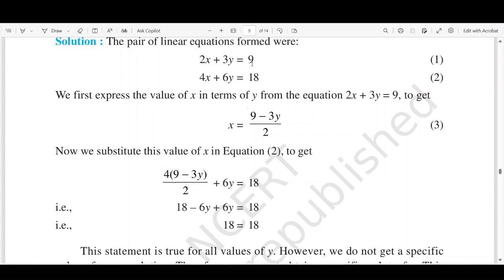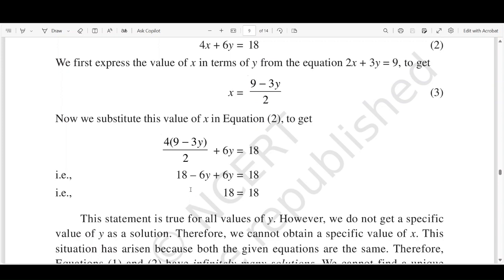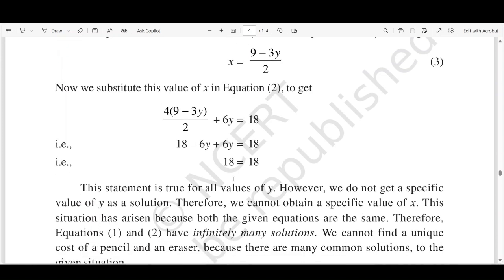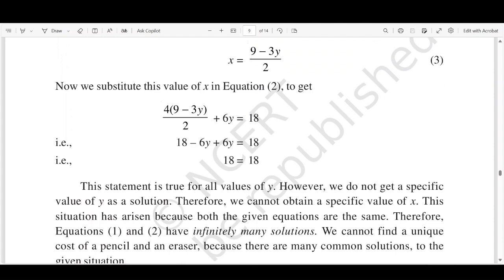When you substitute this x value in the second equation, we will get 18 equal to 18, which means the y variable gets completely cancelled. So we don't get the y value here. From this we can conclude that y can have any value. Since y can have infinitely many values, the corresponding x will also have infinitely many values.